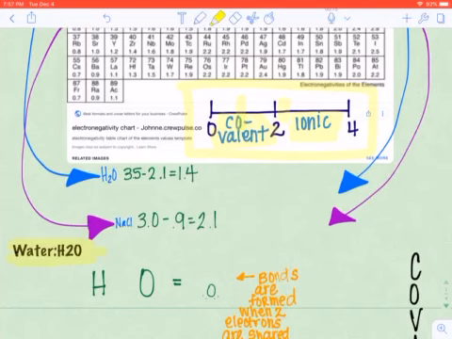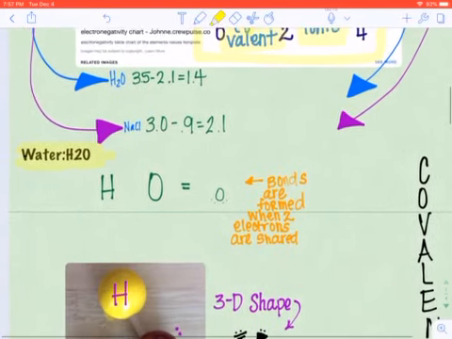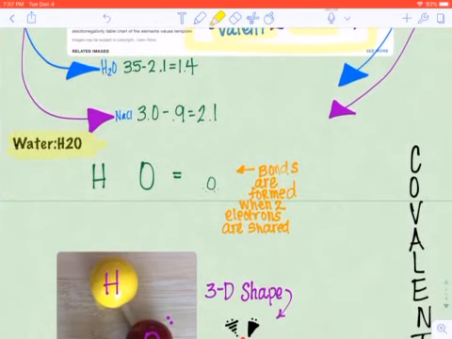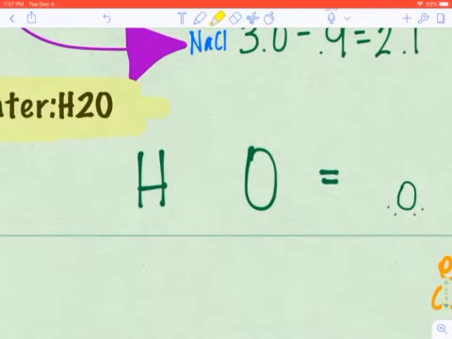All right, so let's go ahead and show you how these are drawn and how we put these molecules together. So water is covalent, so we know that it's going to be sharing electrons. First thing you always do is Lewis structures or Lewis symbols for our atoms. So hydrogen, being in the first group, has 1 valence electron. Oxygen, being in group 6, is going to have a total of 6 valence electrons.